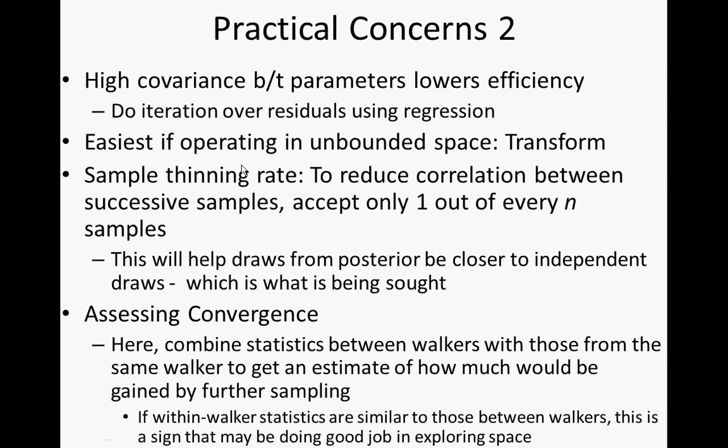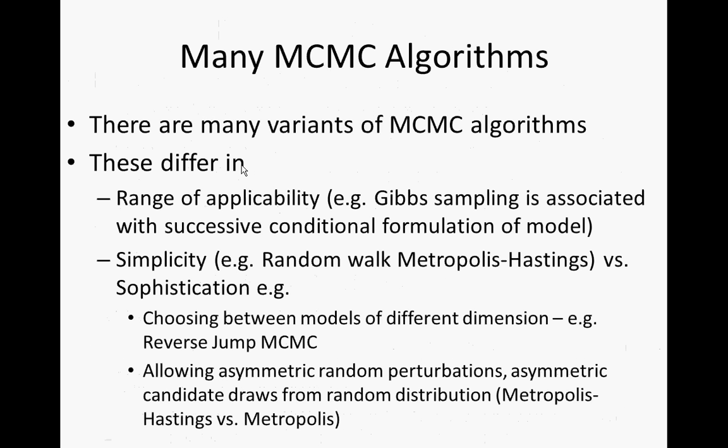Now, it turns out we've only touched on the issue of MCMC algorithms and just in a very crude way. There's actually many variants of MCMC algorithms. These differ in the range of applicability and simplicity and sophistication. For example, some of the more advanced models, such as reversible jump MCMC, choose between models of different numbers of dimensions, say different numbers of parameters that are applicable.